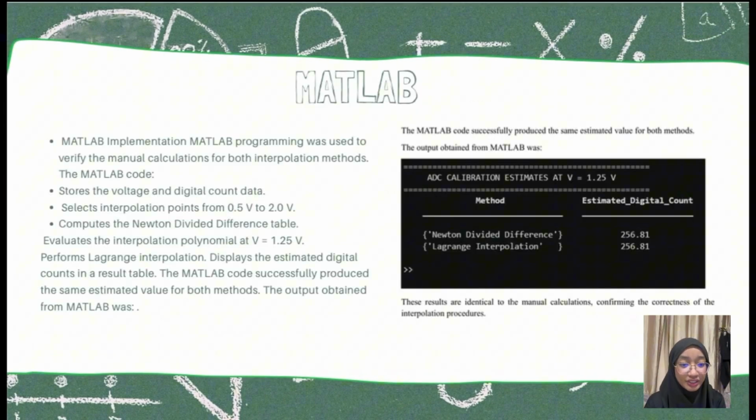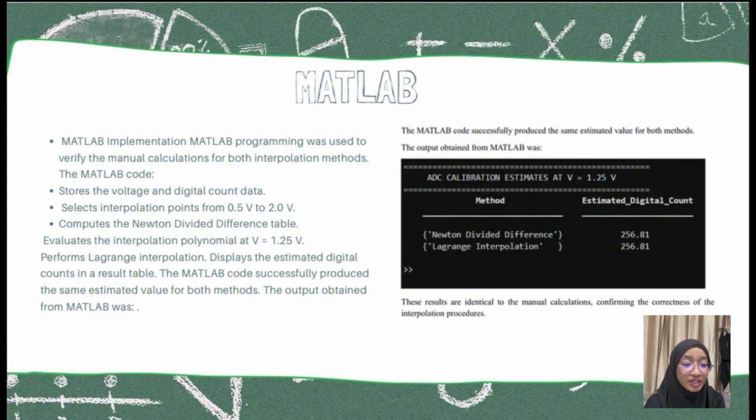The MATLAB implementation program was used to verify the manual calculation for both interpolation methods. The MATLAB code stores the voltage and digital count data, and selects interpolation points from 0.5 volt to 2.0 volt. Compute the Newton divided difference table. Evaluate the interpolation polynomial at V equal to 1.25 volts. Perform the Lagrange interpolation. Display the estimated digital count in the result table.